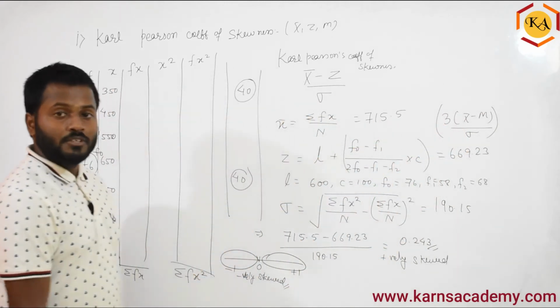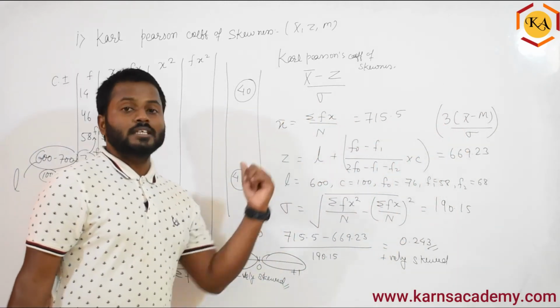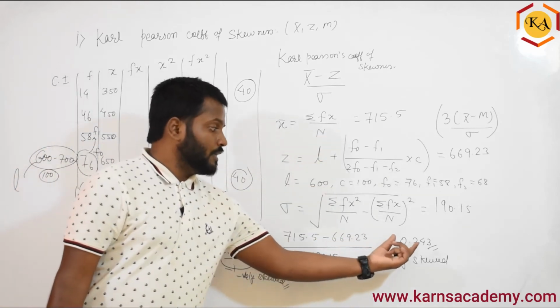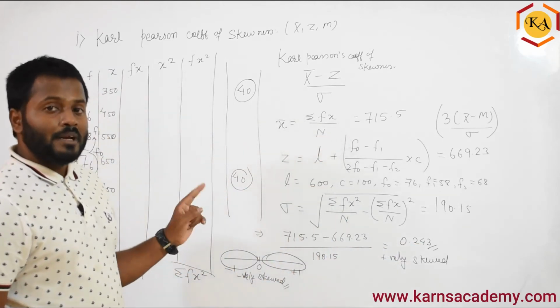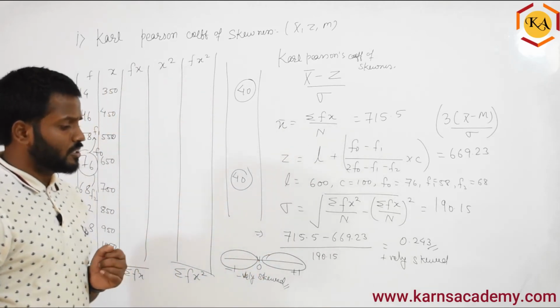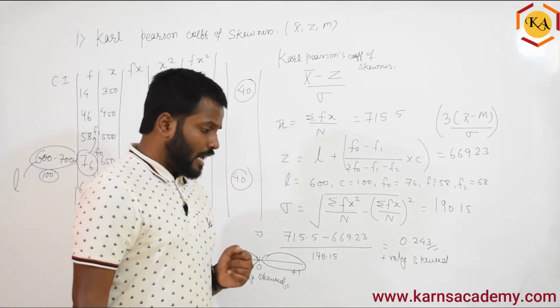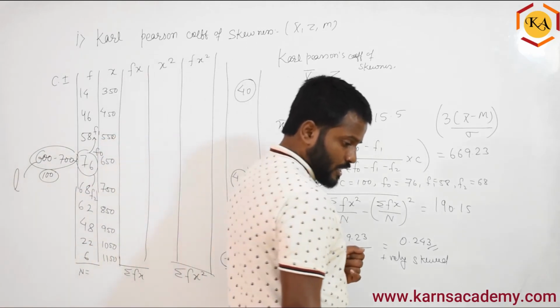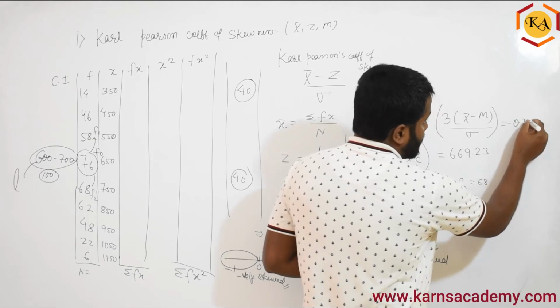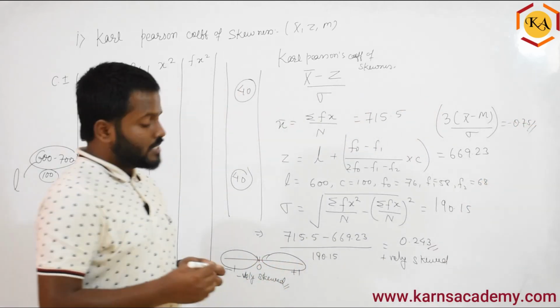Mean and standard deviation you know how to calculate. The only thing is you have to find out the median, substitute, and again you will get the answer between minus 1 and plus 1. Write down the conclusion. So try finding out this particular question. The final answer for this question I'll tell you: minus 0.75. Okay, so it is negatively skewed.